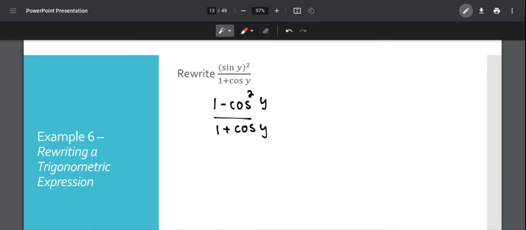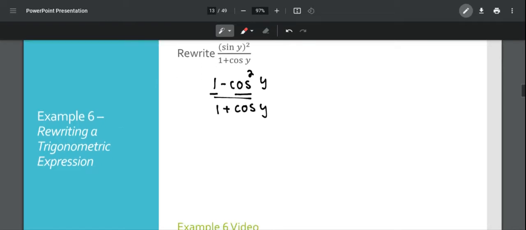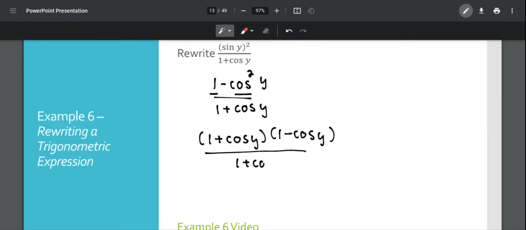Okay. We have 4 terms: 1, cosine squared, 1 and cosine. None of them have the same thing in common, so we can't simplify anything just by crossing it off. So now you have to be a little bit creative and think about the fact that 1 is a perfect square and cosine squared is a perfect square. So you have a difference of squares. We're subtracting 2 perfect squares, so we could actually factor that numerator as a difference of squares. So we could factor that into 1 plus cosine times 1 minus cosine over 1 plus cosine.